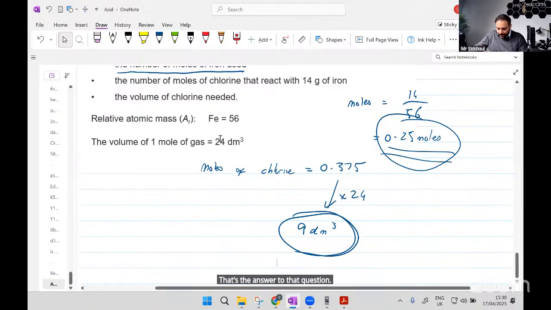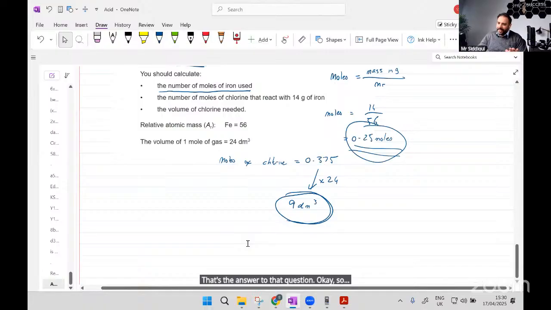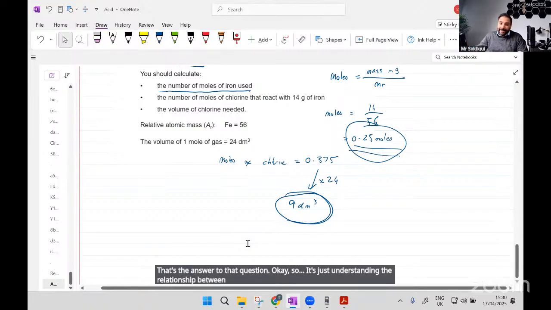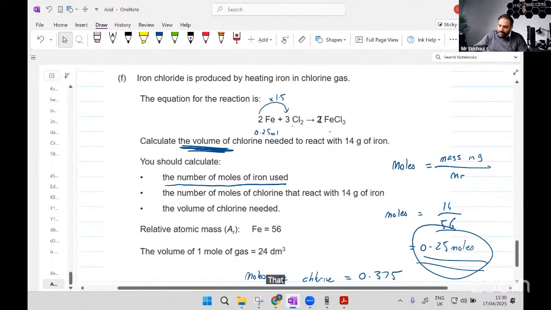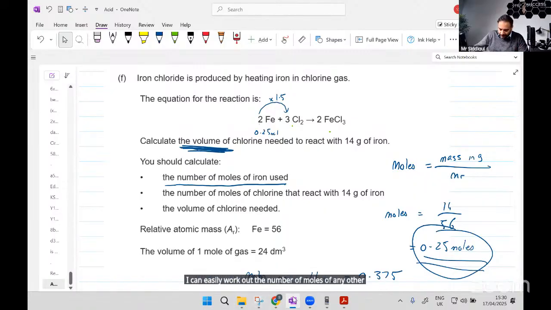Okay, so it's just understanding the relationship between moles and volume and the balanced equation. It's so fundamentally important that if I have the number of moles of one thing, I can easily work out the number of moles of any other thing the question asks me about.